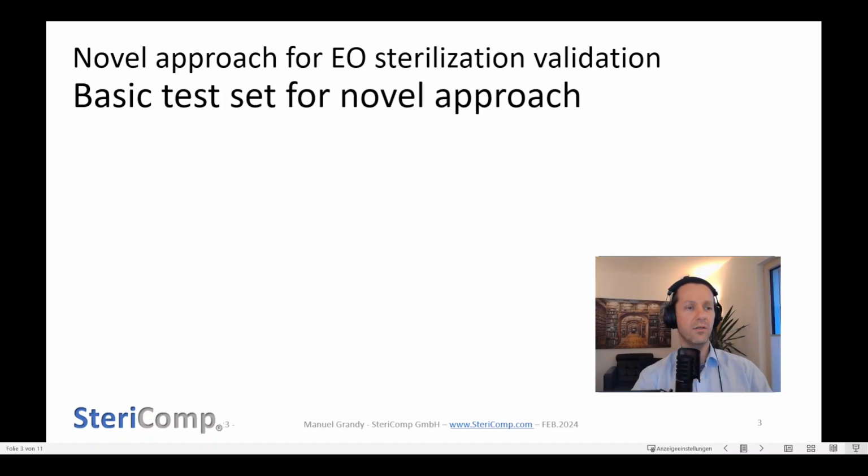So now let me explain the basic test set for the novel approach. You will find the main part in the ISO DIS in chapter B4. There are some other sections, but this is the most important part to understand the basic test set and the basic novel approach.